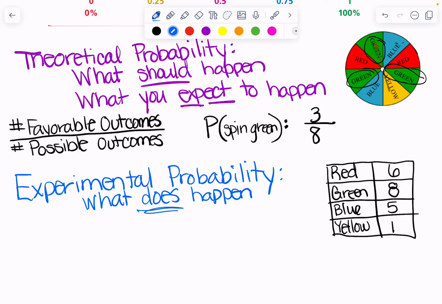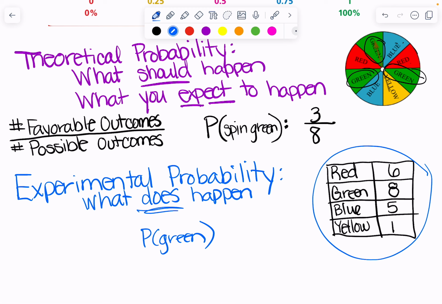So here, if I wanted the experimental probability of spinning green, I have some results here. We're just going to assume that the spinner was spun and somebody recorded their results. So they actually landed on green 8 times. And out of the total number of times, this person spun that spinner 20 times. So 8 out of 20 times they landed on green, which we could simplify to be 2/5. So experimentally, their probability was 2/5. Theoretically, it was 3/8.